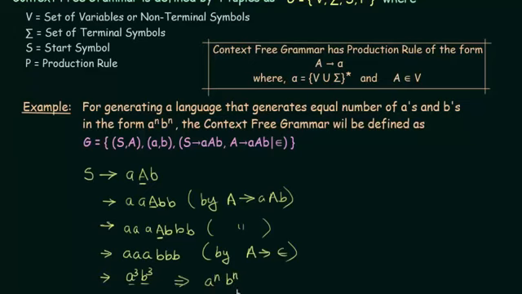So we see that this is generated using the context-free grammar, which is defined like this and which has the production rules of this form. So this is how some strings or languages are generated using context-free grammar.